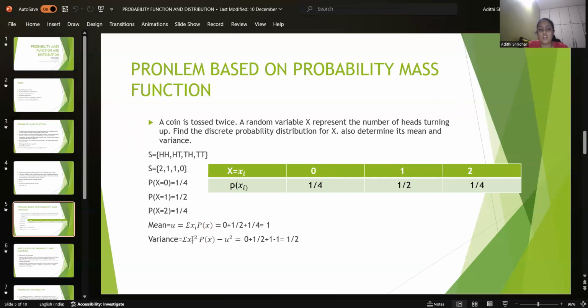To find variance, use the formula summation xi square p(xi) minus mu square. For this, multiply the square of xi into p(xi). So you get 0 plus 1 by 2 plus 1, minus 1, which is equal to 1 by 2.